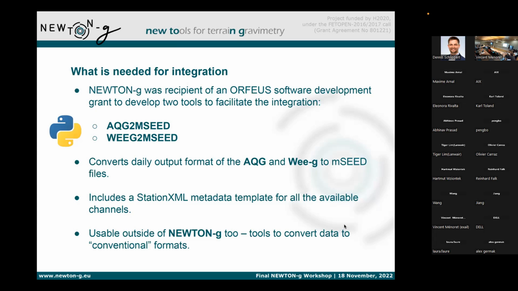And that also includes the metadata. One thing I'd like to say is that it's usable outside of Newton-g2 because the AQG is being deployed in many different institutes. If you're interested in converting your data to miniSEED, because it's a really useful standard format, you can use these tools because they are public.